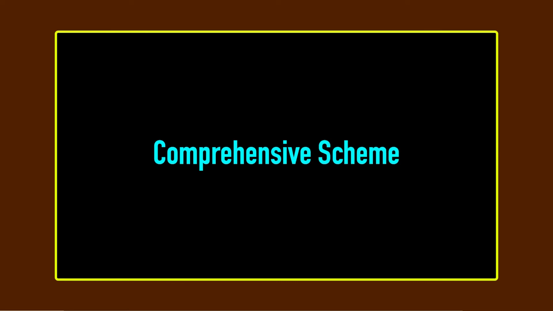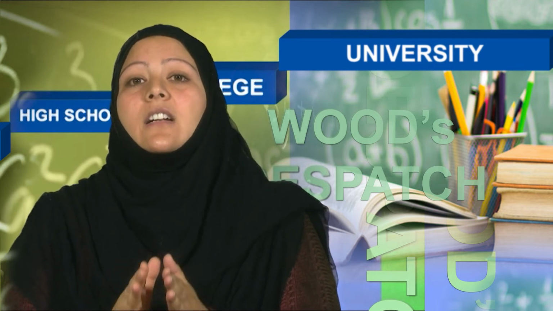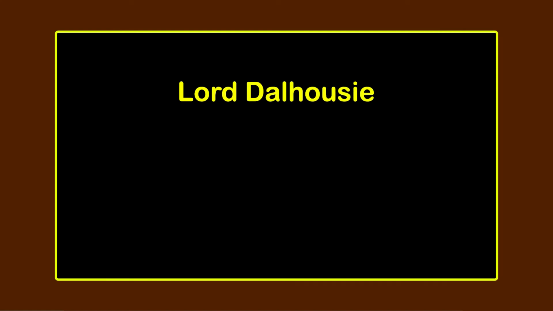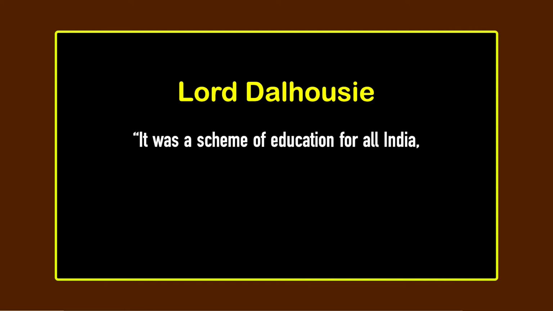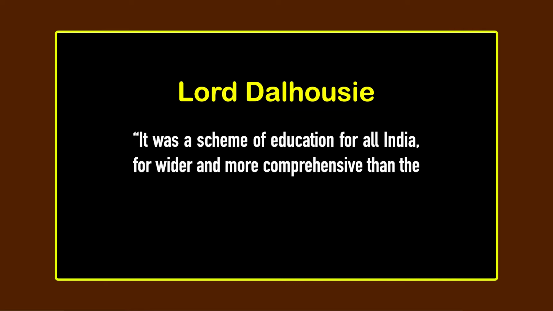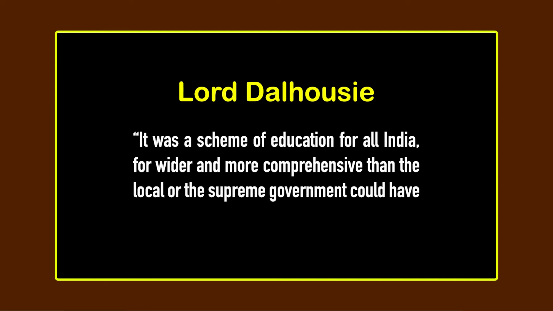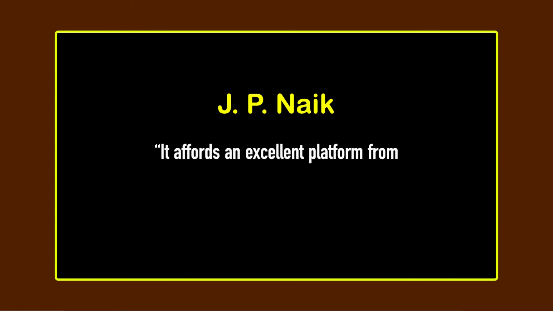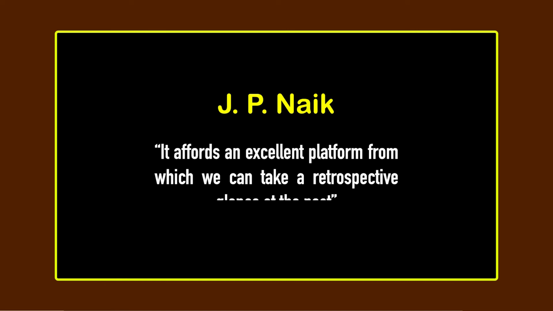One more feature was that of a comprehensive scheme. The Despatch of 1854 is a document of great historical importance. It for the first time outlined a complete and systematic organization of education, beginning from university down to elementary schools. As Lord Dalhousie remarked, "It was a scheme of education for all India, far wider and more comprehensive than the local or the supreme government could have ventured to suggest." Similarly, in the words of J.P. Naik, "It affords an excellent platform from which we can take a retrospective glance at the past."